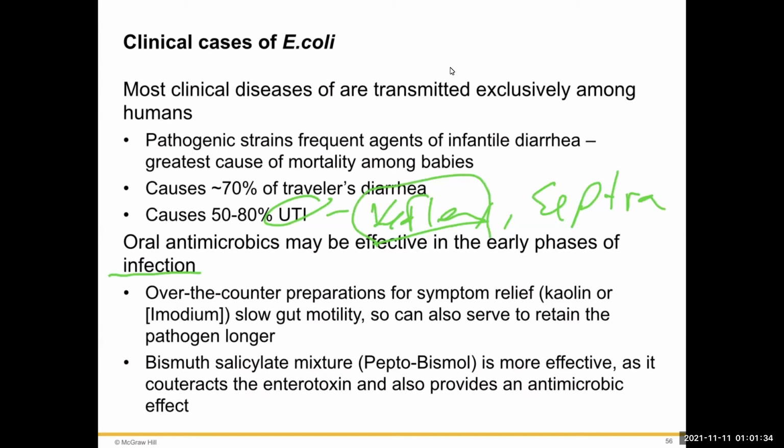Over-the-counter preparations for symptom relief are kaolin or Imodium. This slows your gut motility, so it can serve to retain the pathogen longer than the body can fight it. Bismuth salicylate mixture, which is Pepto-Bismol, is actually more effective. It counteracts the enterotoxin and also provides an antimicrobial effect.